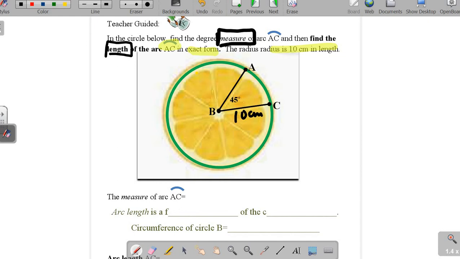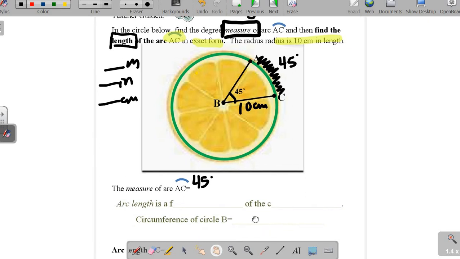What is the difference between measure and length? Measure is a degree curvature concept. Length is something like meters, inches, centimeters. So here, the degree measure of arc AC is the measure of a central angle to its arc, the same. So the measure of the arc is 45 degrees. Measure means degree curvature.